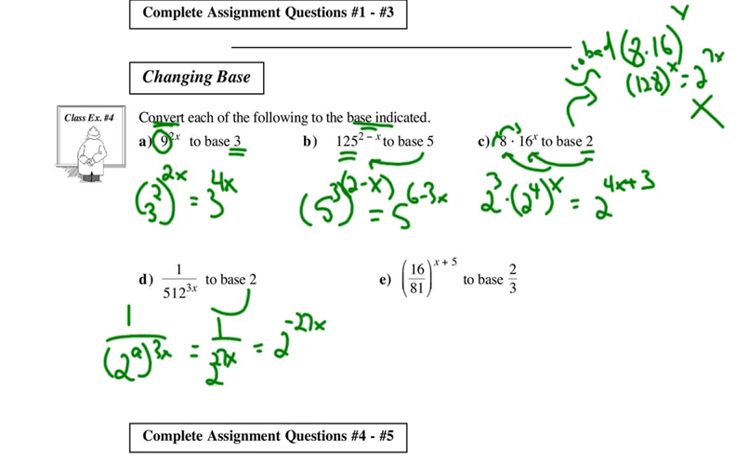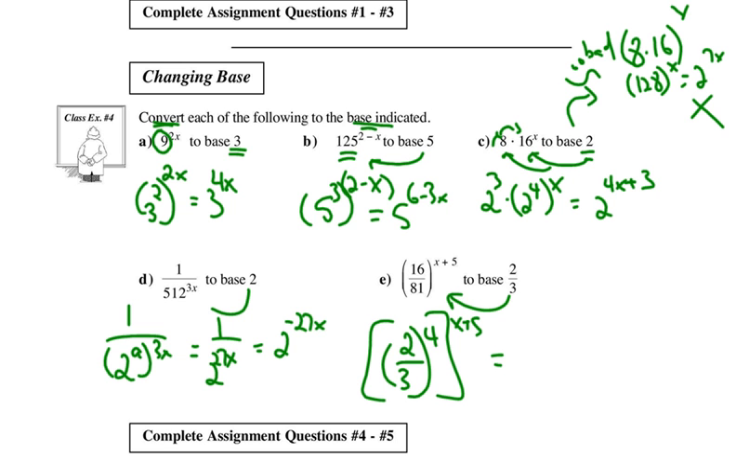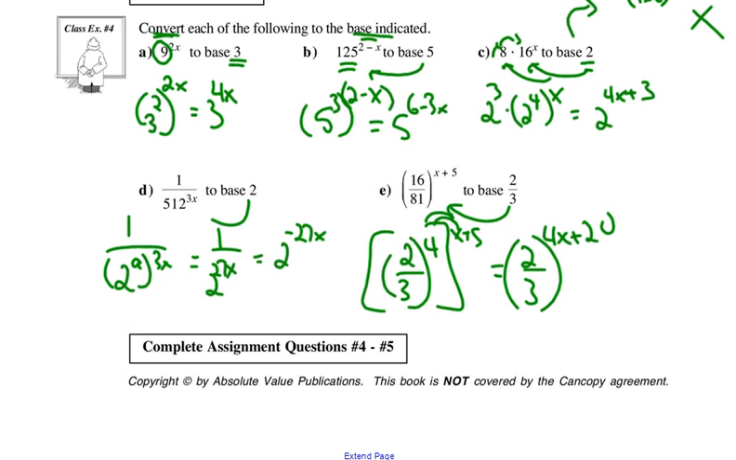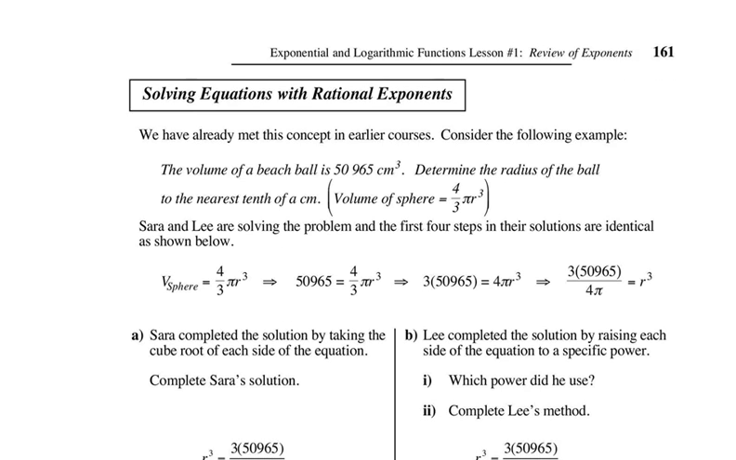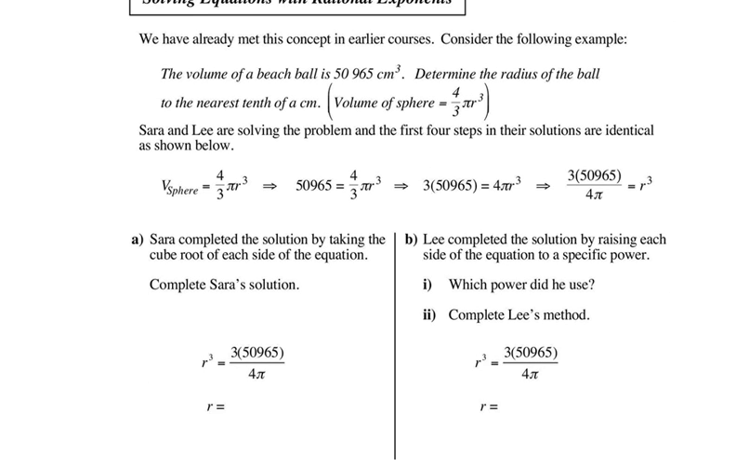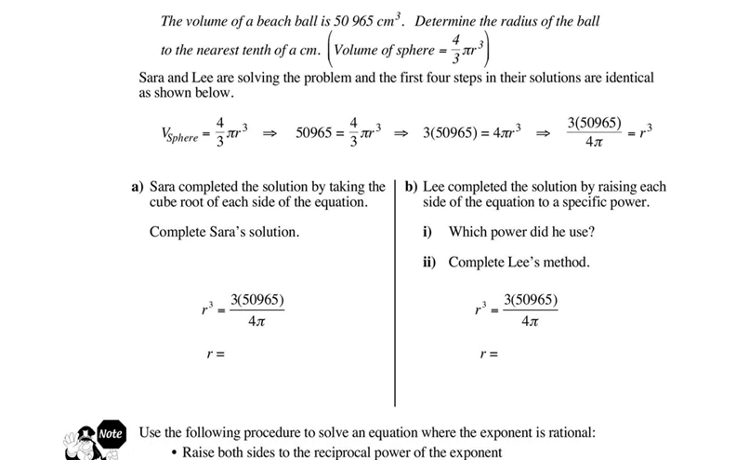And in this question, we want a base of 2/3, so 2 over 3 to the 4 gives me 16 over 81, all to the x plus 5. So again, we distribute that inside, and we get 2/3 to the 4x plus 20. All right, now you can rattle off questions 4 to 5. We carry on, and there's some examples that we can look at here.